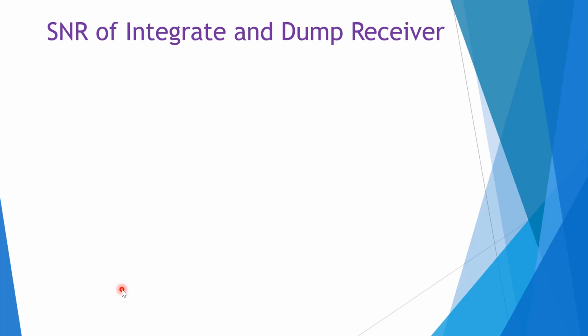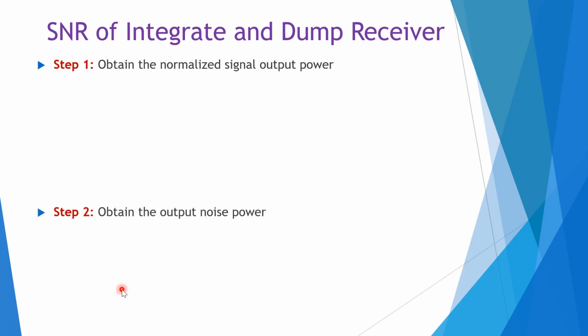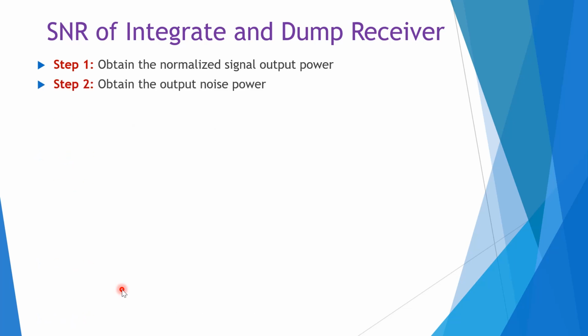Now we are going to find out the SNR, that is the signal to noise ratio of the integrator and dump receiver. We need to follow some steps here. The steps to be followed are: first, obtain the normalized signal output power. Then obtain the output noise power, and last, obtain the expression for signal to noise ratio. So we'll go one by one. We'll see step 1 first.